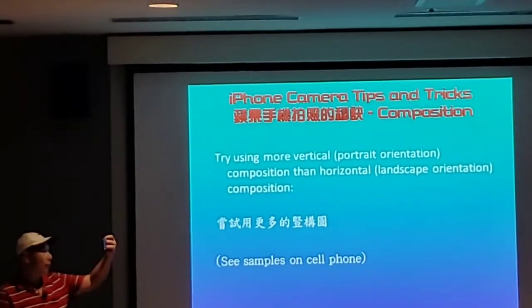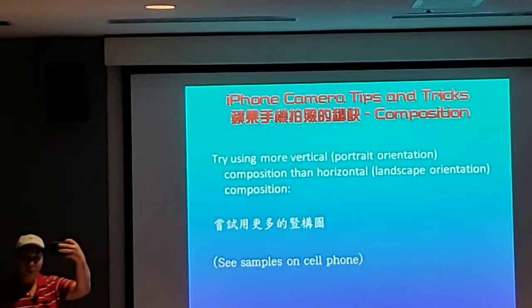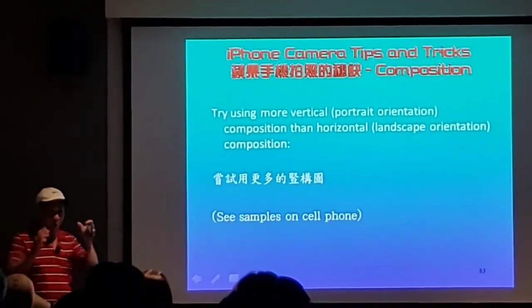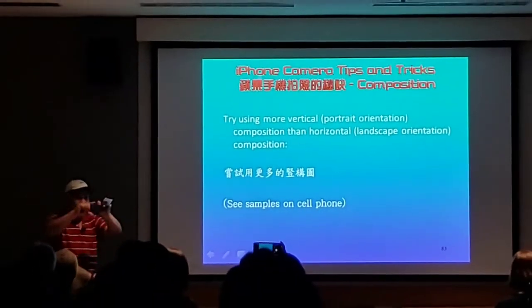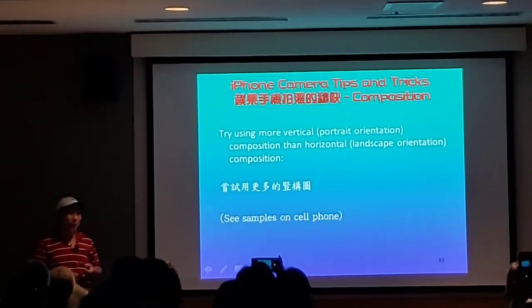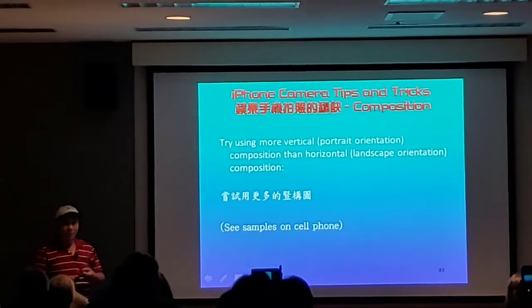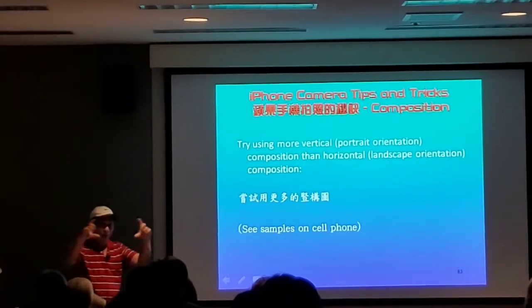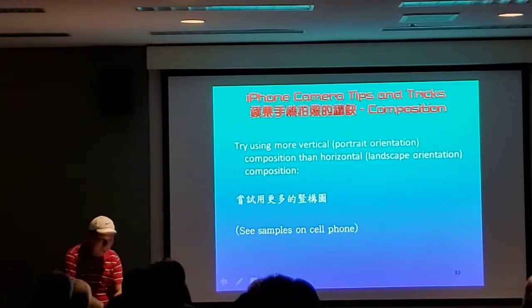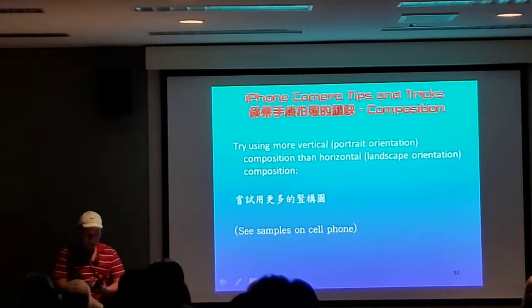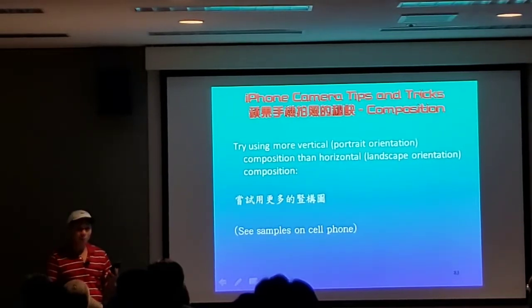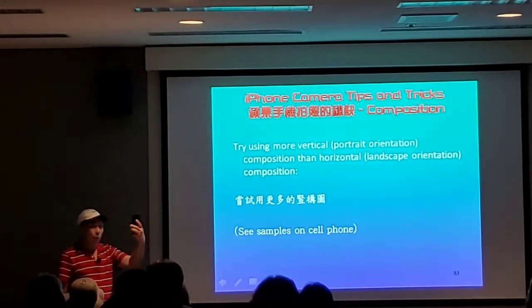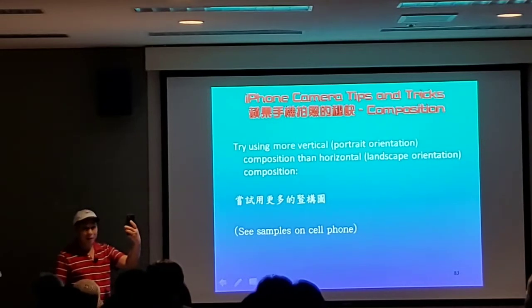People tend to take pictures in horizontal, landscape mode. Why? Because your eye is like that. Your eye sees things in a landscape orientation. And the old big camera is also a rectangle like that. But when you use your iPhone, I recommend you consider taking more pictures in a vertical mode.